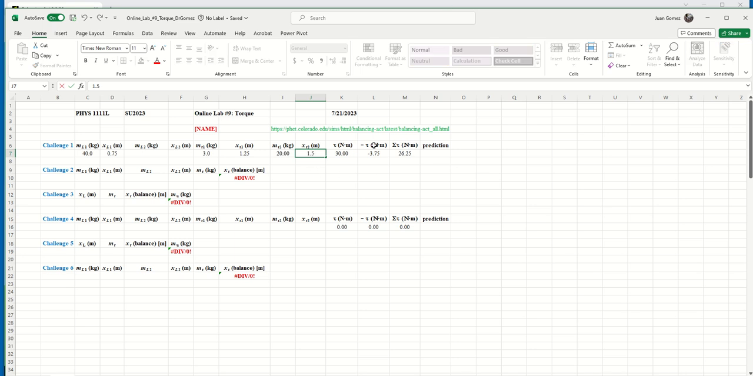And notice as I enter these values, the torque columns automatically update themselves. And look at that. So now, let me pause it for a second.